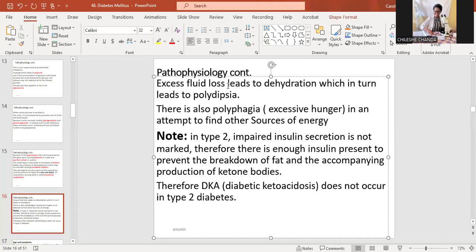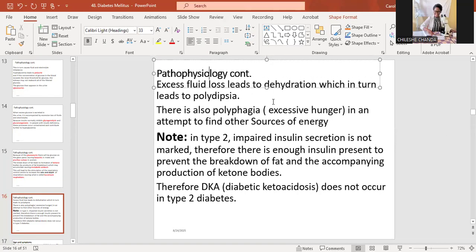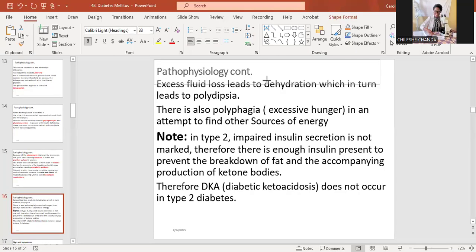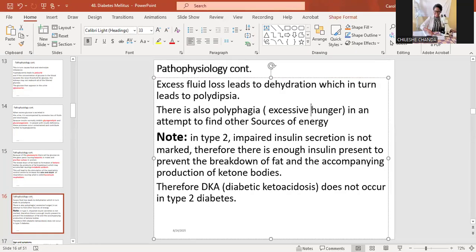Now, remember there are excessive fluids now, okay? Excessive fluids that are moving from the extravascular spaces to the intravascular spaces. This movement of fluid from the extravascular spaces to the intravascular spaces is leading the patient to having polyuria, okay?